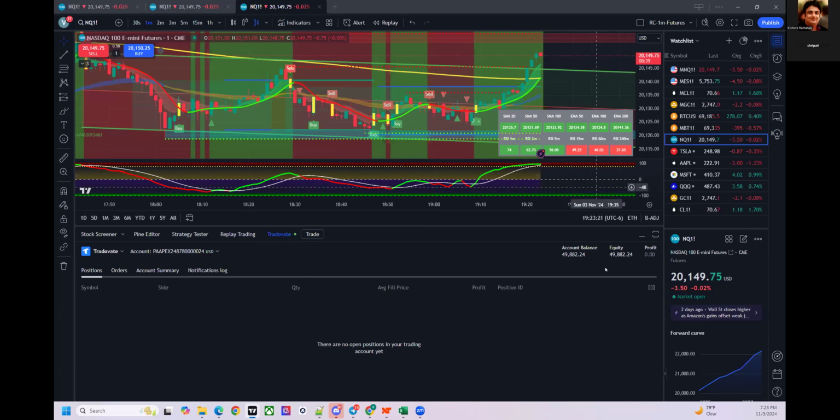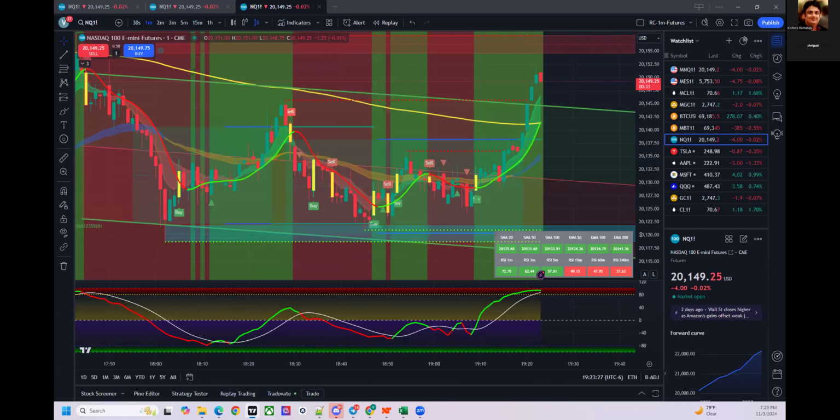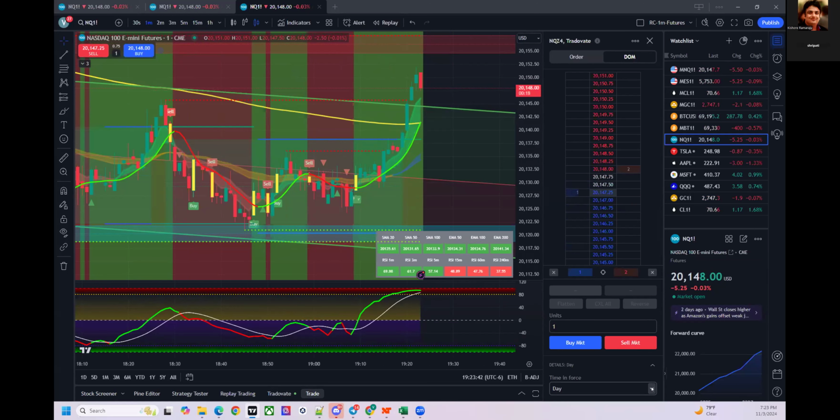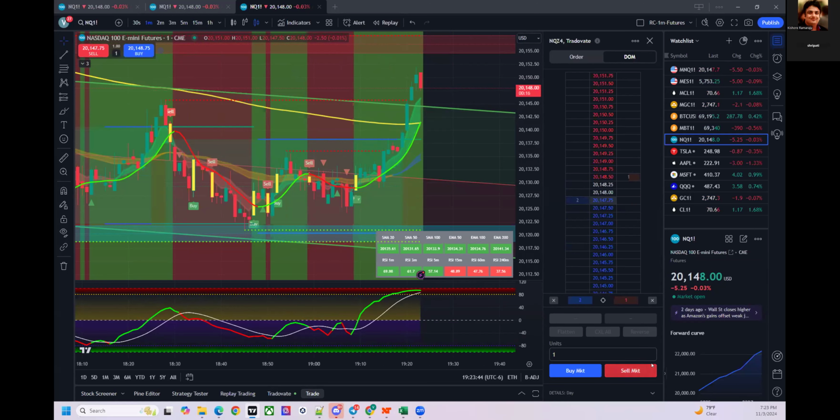So how do you get down to place an order? Can you minimize this? Click on the trade button. Beside Tradovate, you have trade. You click on this, and you will get the order ticket. Now maybe next candle we may get a sell signal. You just wait for the sell opportunity.